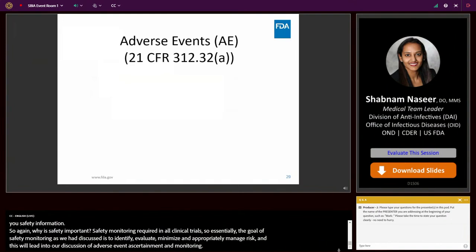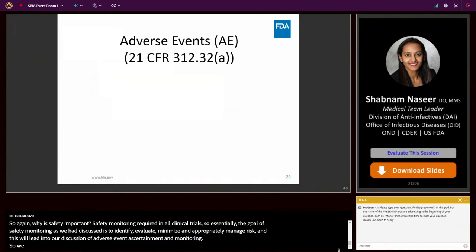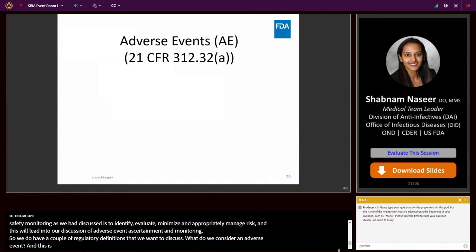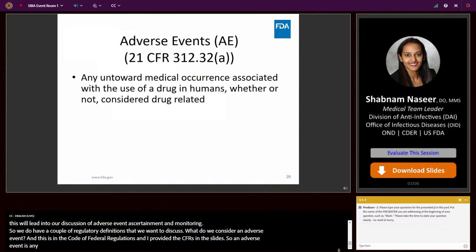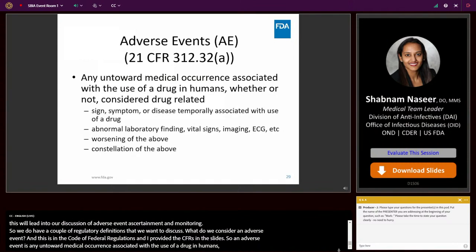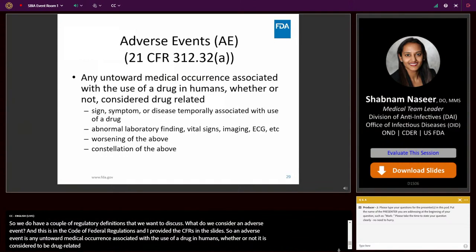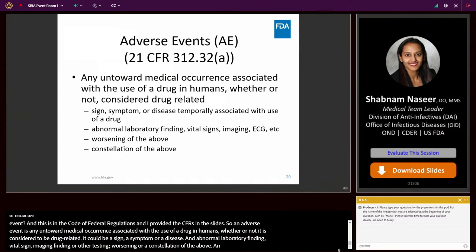So we do have a couple of regulatory definitions that we want to discuss. What do we consider an adverse event? And this is in the Code of Federal Regulations, and I have provided the CFRs in the slides. So an adverse event is any untoward medical occurrence associated with the use of a drug in humans, whether or not it is considered to be drug-related. It could be a sign, a symptom, or a disease, an abnormal laboratory finding, vital sign, imaging finding, or other testing, worsening, or a constellation of the above. An adverse event can also be referred to as an adverse experience.